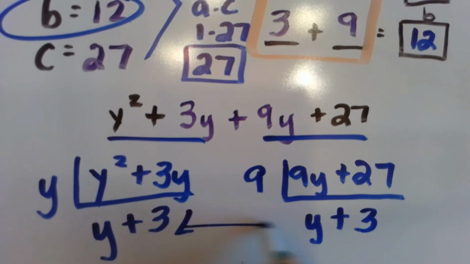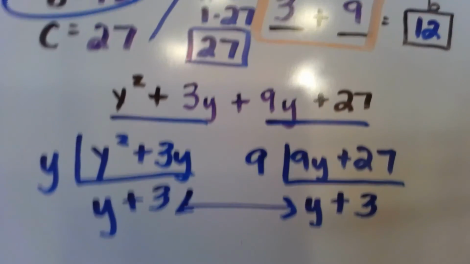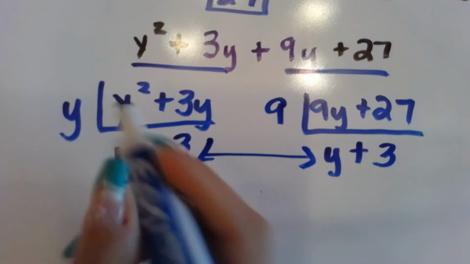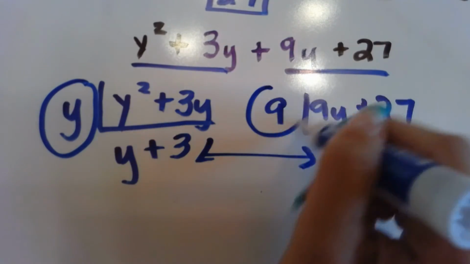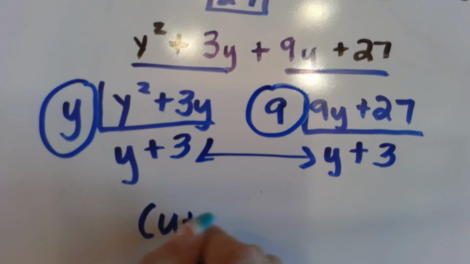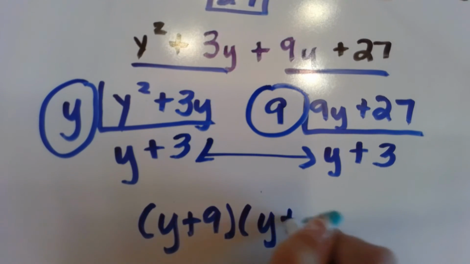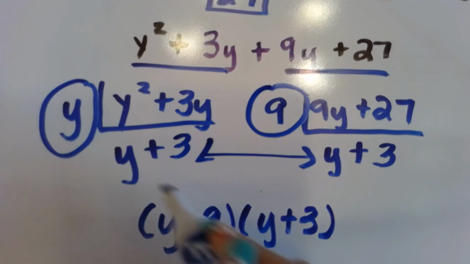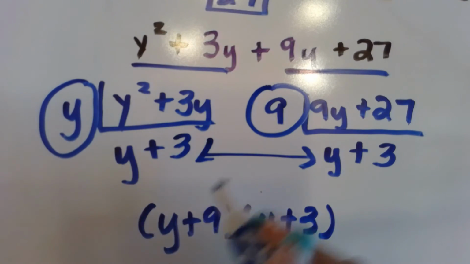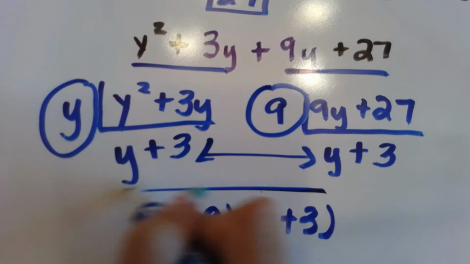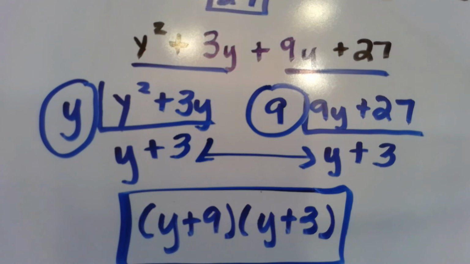And look, these two match, so let's write our final answer. We have y and 9, so we're going to write y plus 9 times y plus 3. So y plus 9, that's where we got these from, and the y plus 3. And that is your final answer.